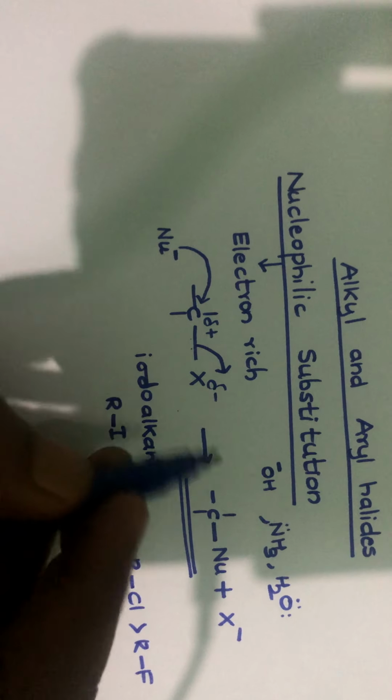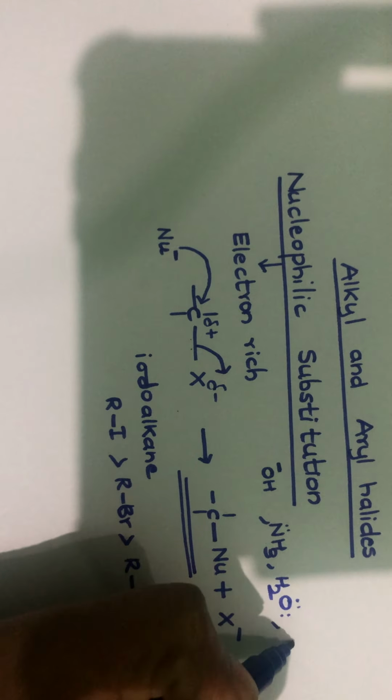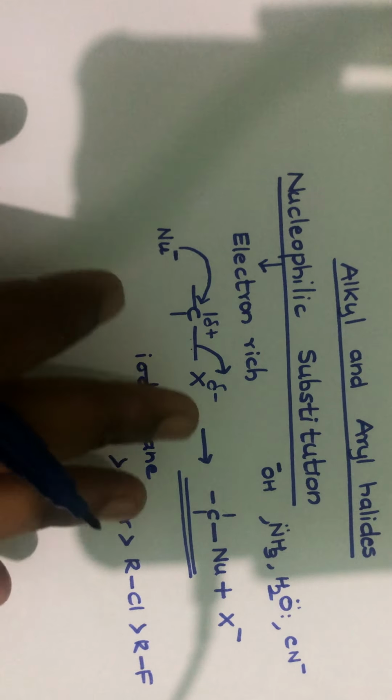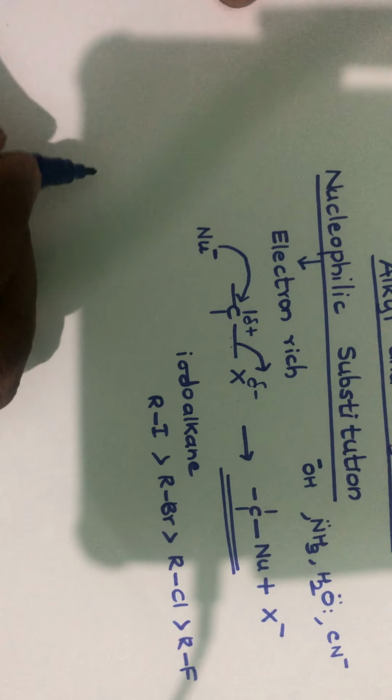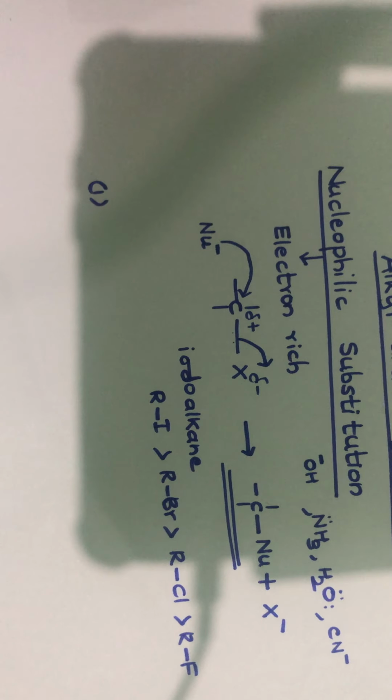So to give you some examples, I have given OH minus, ammonia, water, even cyanide is a nucleophile. So there are several nucleophiles. Some of the nucleophilic reactions are there for your syllabus, and those are what we are going to discuss. So let us first start with the replacement by a hydroxyl group.